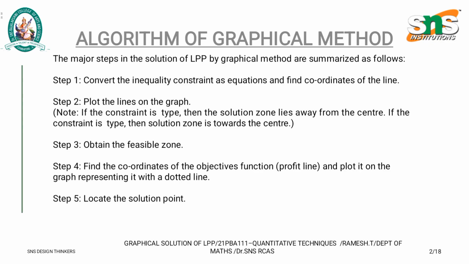That means if the constraint is less than or equal to type, the solution zone lies inside the region. If it is greater than, the constraint zone lies outside the region. Step 3. Obtain the feasible zone. Step 4. Find the coordinates of the objective function, that is the profit line, and plot it on the graph with a dotted line. Step 5. Locate the solution point.